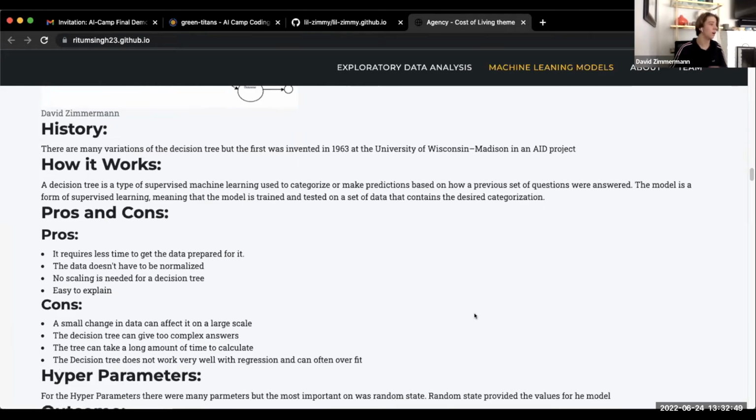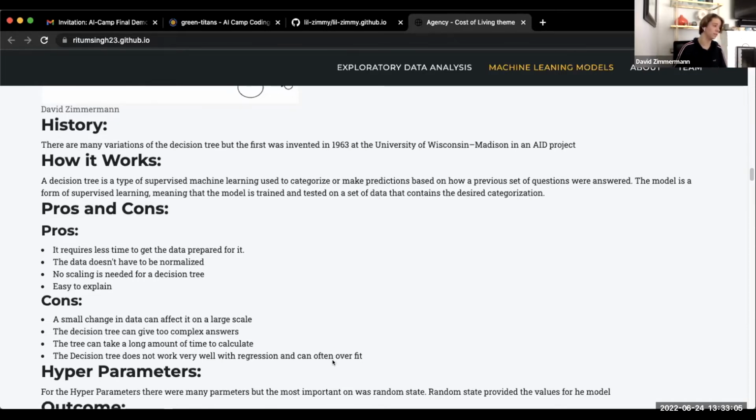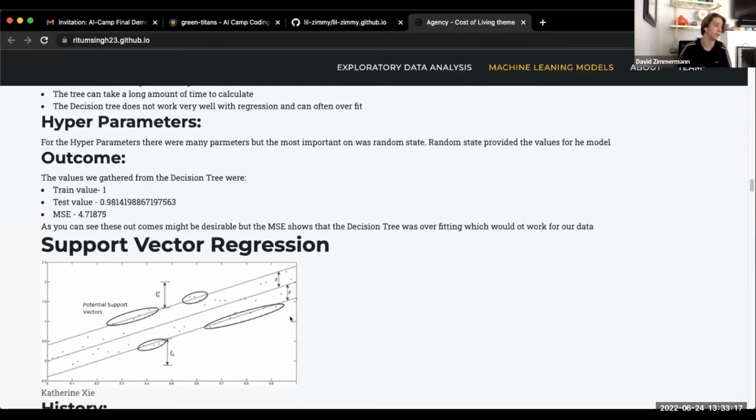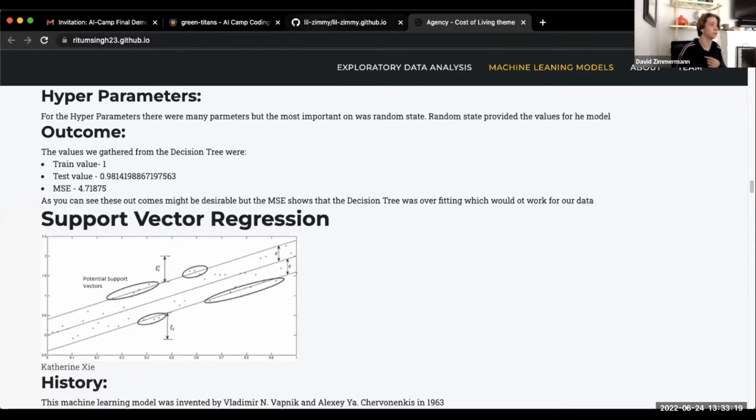Some pros and cons: one pro is that it's really easy to explain. As you see now, it's pretty easy. One con is that it can take a really long time to calculate, and it can also, and often does, especially for us, overfit. Our outcome for the train value was 1. Our test value was 0.98, but our mean square error was 4.7, which was not the best. So we had to pick something else. And I'll pass it on to Katherine for her support vector regression.